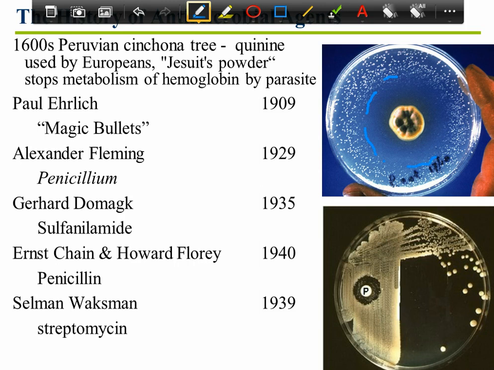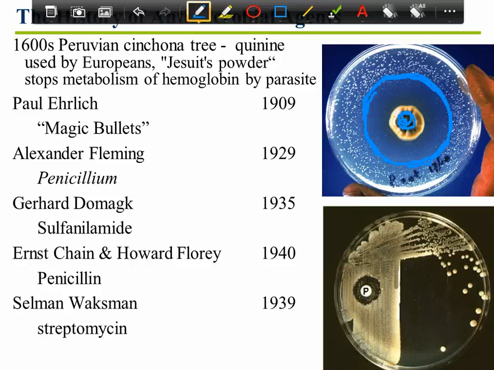Notice where I'm drawing the blue lines right here. There seems to be an area in which no staph colonies grow, or hardly any staph colonies grow. So, obviously, if you saw this in the 1900s and you were scientists, it would make you think that there must be something being made by this mold right here that is blocking the growth of the bacteria. Otherwise, they wouldn't be avoiding the area around the mold. Obviously, that was penicillin. The mold is called penicillium.